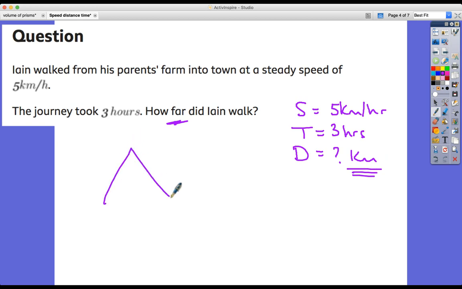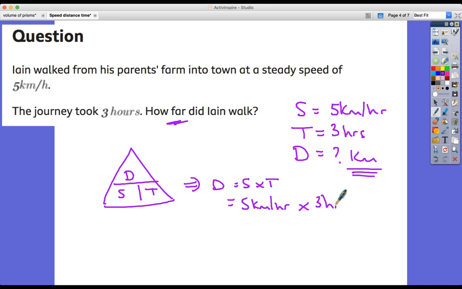Okay, let's draw out the formula triangle. Speed is distance divided by time. I want to find the distance. So from this, I can see that distance is speed times time. So what I've got is 5 kilometers per hour multiplied by 3 hours, which gives me 15 kilometers.